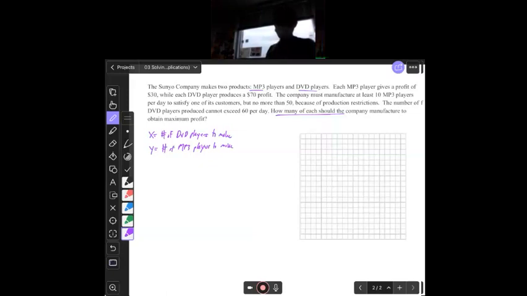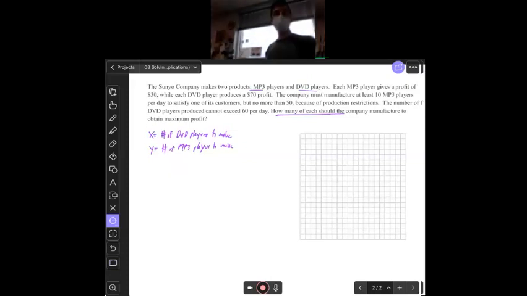Okay, so there's our variables. Again, I'm expecting you guys to not just say DVD players, not just say MP3 players, but what is it about them you're trying to find? It should always ask you pretty point blank. You can say how many DVD players, you can say how many MP3 players. I like to say number of, just it's less writing. All right, so what's our objective function?